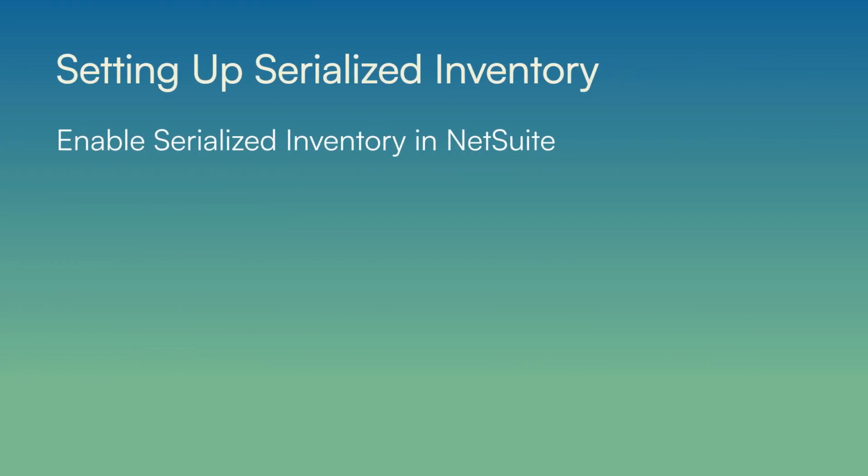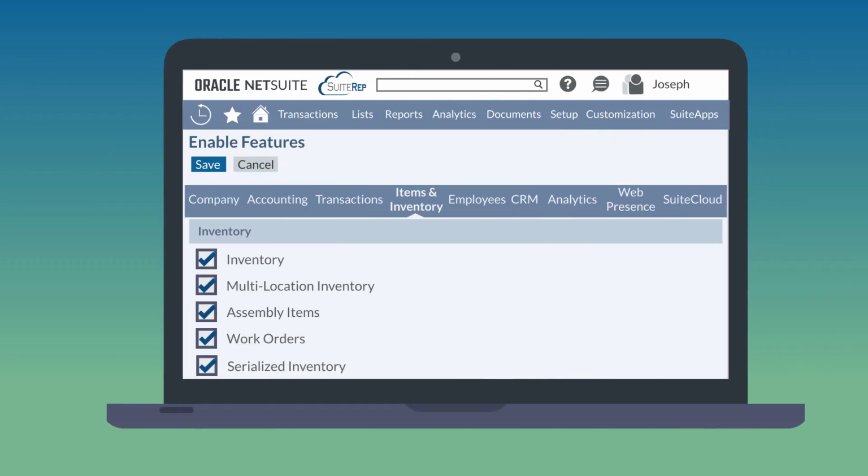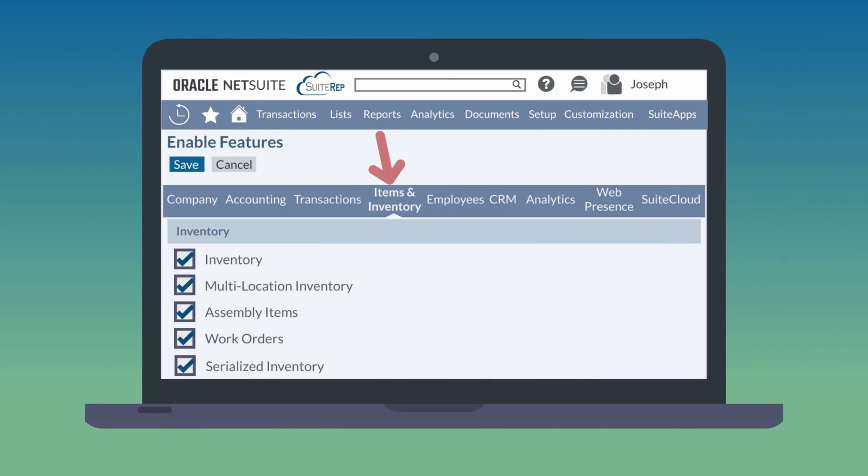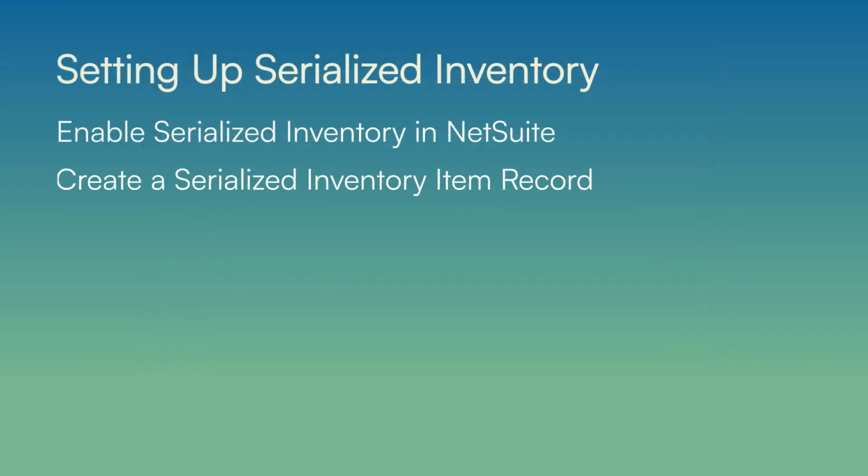To get started, you'll first need to enable two features in your account: the inventory feature and the serialized inventory feature, both of which are located on the Items and Inventory tab of Enable Features. Once these features are enabled, you'll be able to create inventory items that use serial tracking.